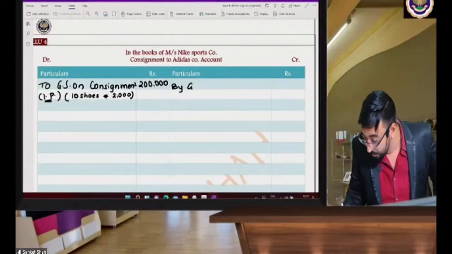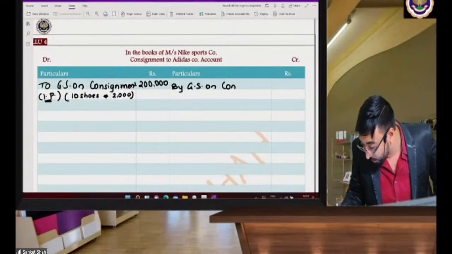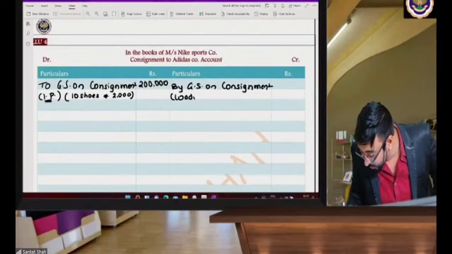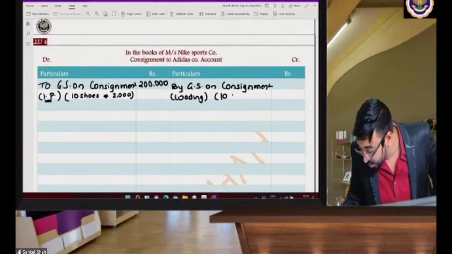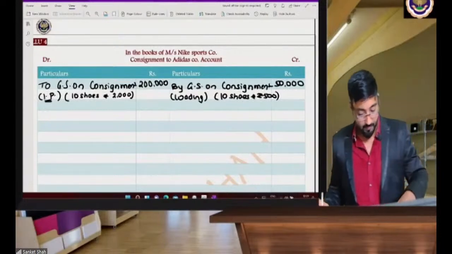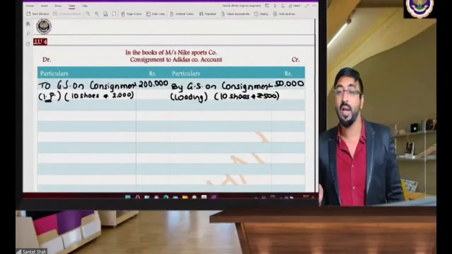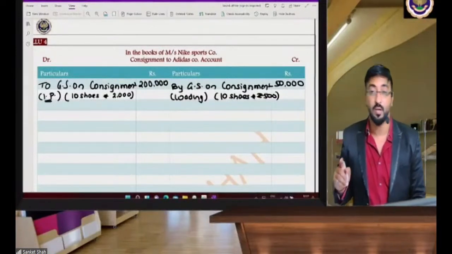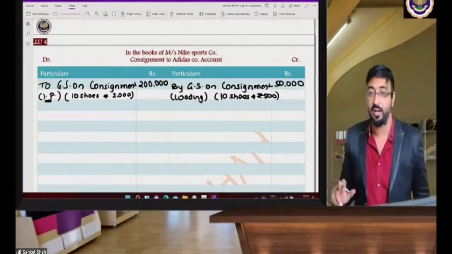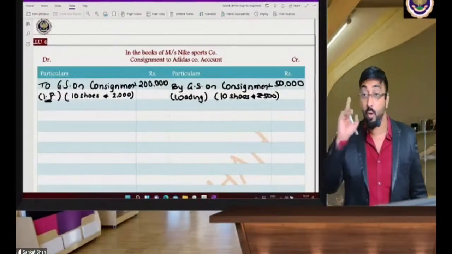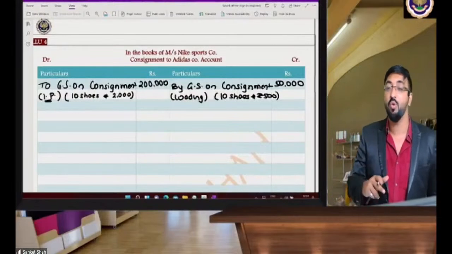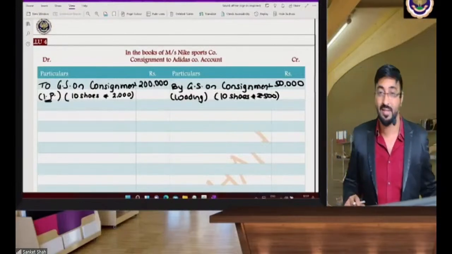So by goods sent on consignment, you can write over here, by goods sent on consignment, loading. Now this is loading you are going to cancel. 10 shoes into 500 each, so this is 50,000. Write it in the comment section afterwards, where to cancel loading. Don't write it now. I will tell you afterwards. Whenever I tell you to write it, retain it in your mind.